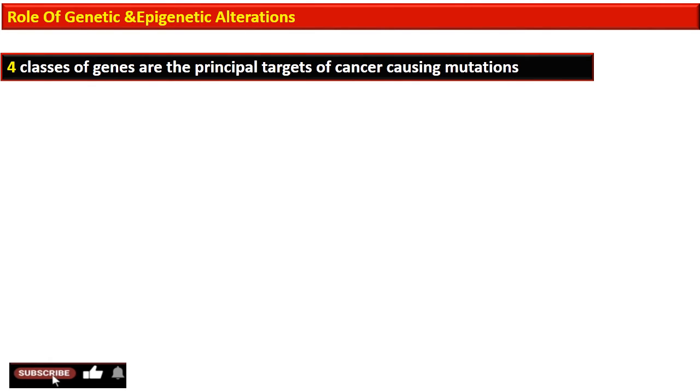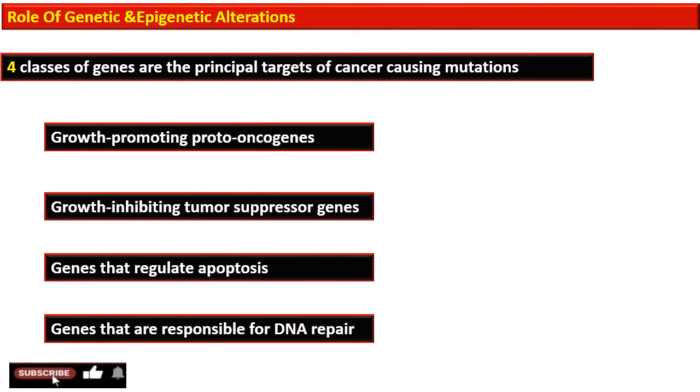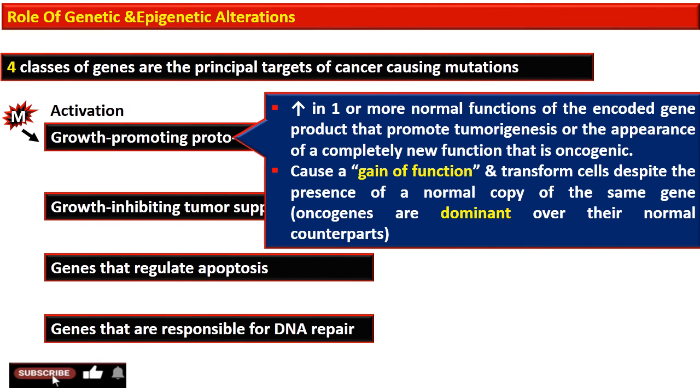Four classes of genes are the principal target of cancer-causing mutations. These are growth-promoting proto-oncogenes, growth-inhibiting tumor suppressor genes, genes that regulate apoptosis, and genes that are responsible for DNA repair. When the growth-promoting proto-oncogenes are activated, there may be one or more cellular functional increases that are encoded by a gene that promote tumorigenesis, or the appearance of a completely new function, that is oncogenesis.